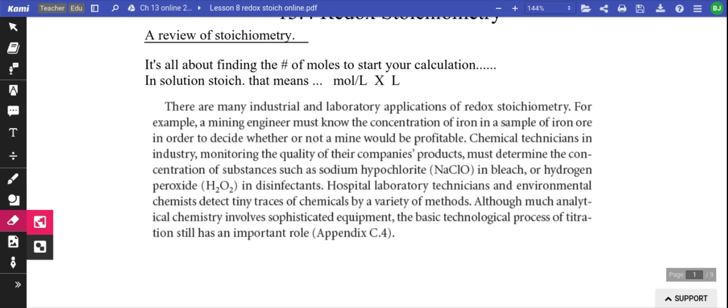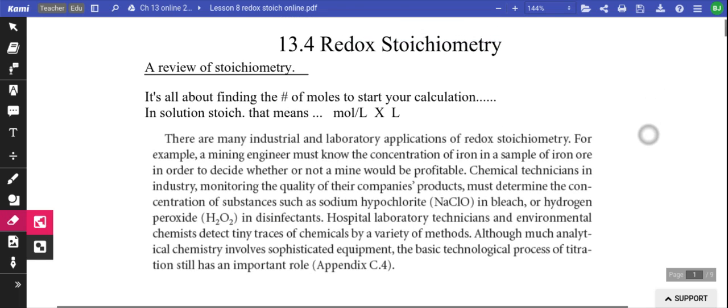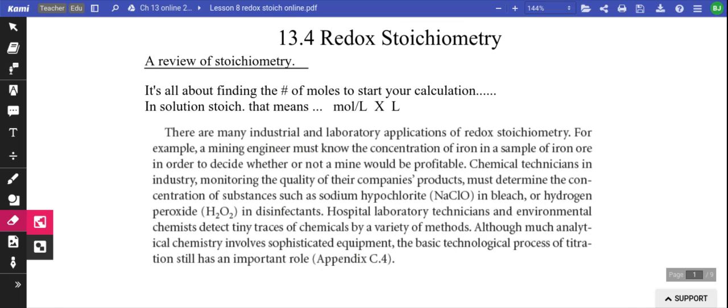All right, everybody, this is our last lesson in Chapter 13, Redox Stoich, and our last new information before spring break. Yay, happy news. Okay, today's lesson is a little long. I'm going to apologize for that. It's just a lot of stuff to cover, and the examples take quite a while to go through.